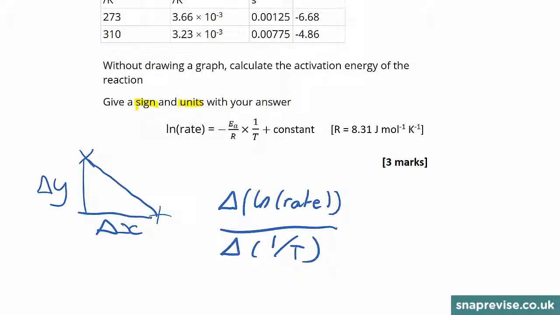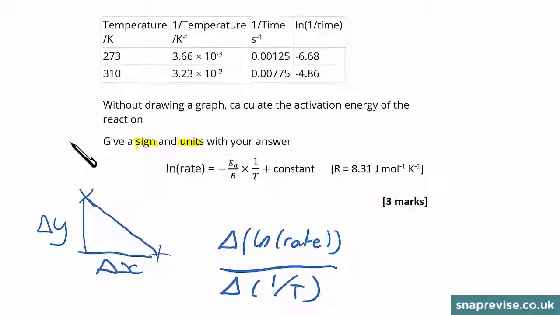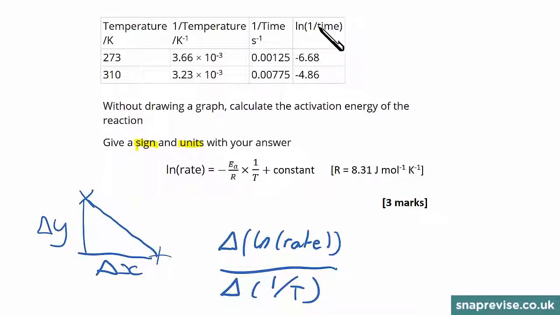When you're doing this, remember that we're only interested in changes, and the rate is directly proportional to the rate constant. So that's why we're just using the rate here rather than lnk, which we've been using throughout. So you should remember from our video on clock reactions that 1 over time gives us a measure of the rate. So what they've given us here, ln 1 over time, is actually ln rate.